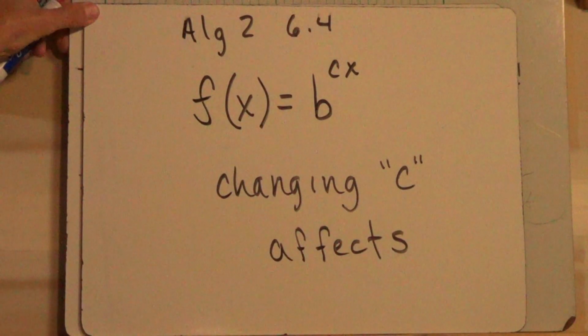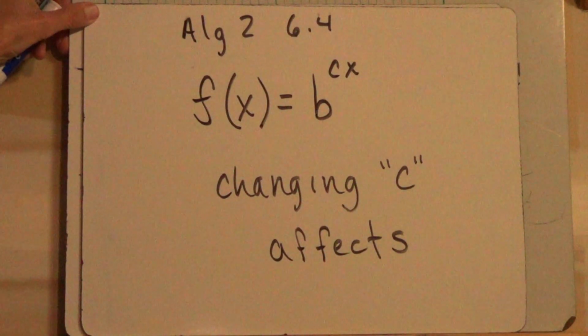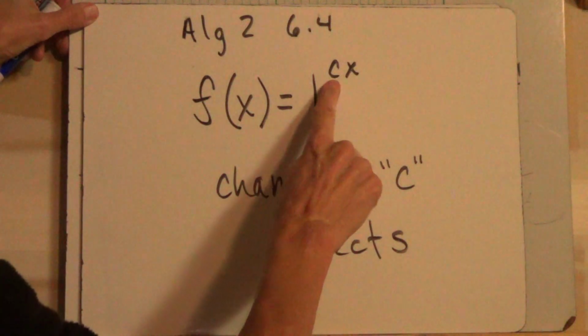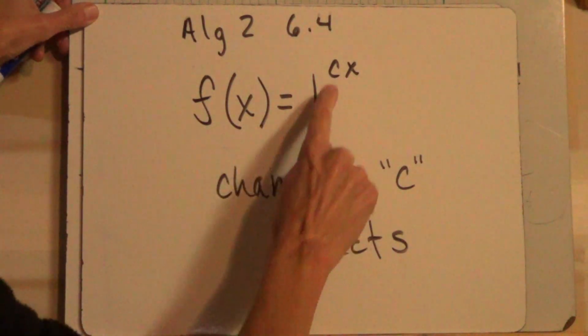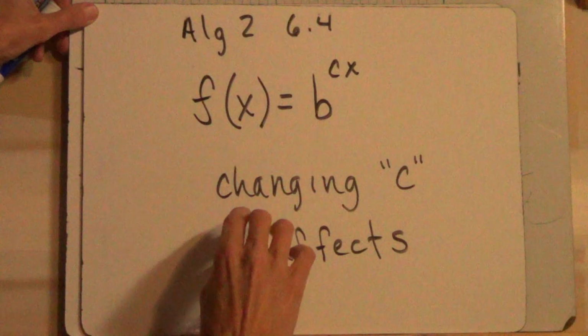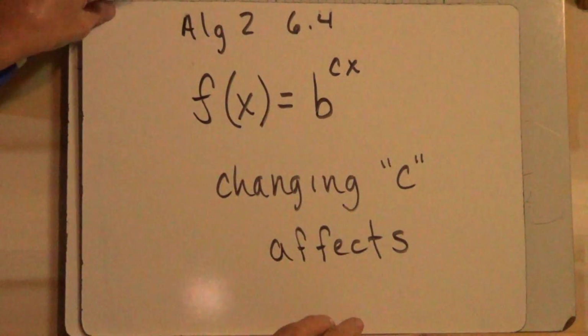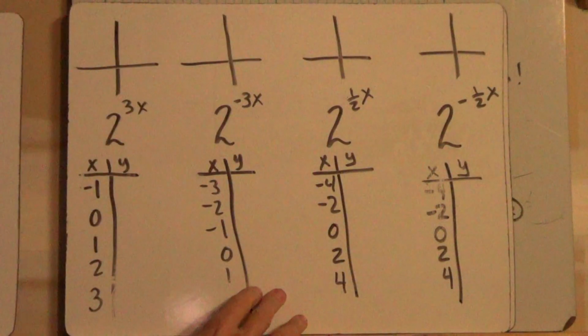Okay, welcome to 6-4 Algebra 2. This is where we're going to take exponential functions and put a little value in the exponent. We just got a C in the formula, and we're going to see how changing that C affects the graph and the outcomes.